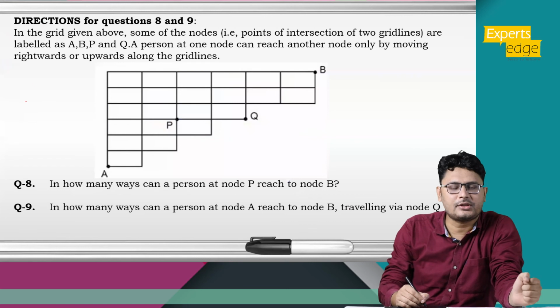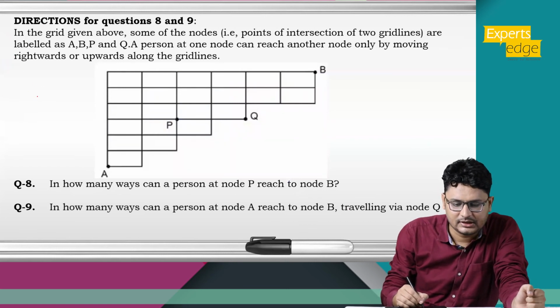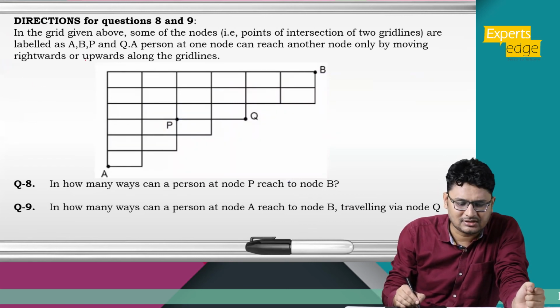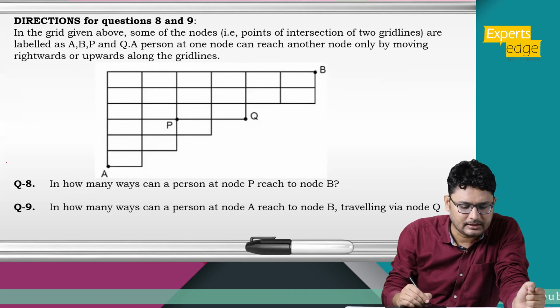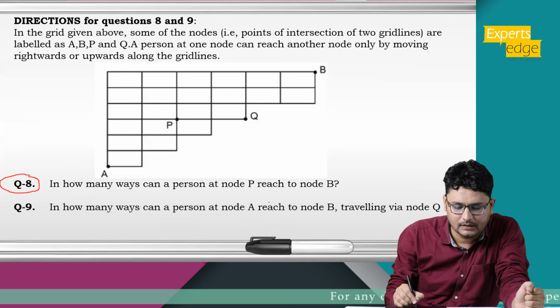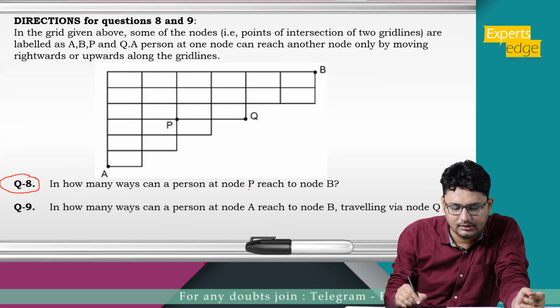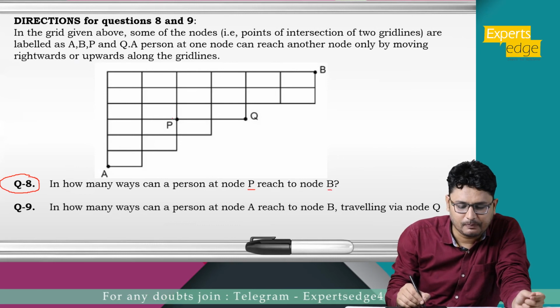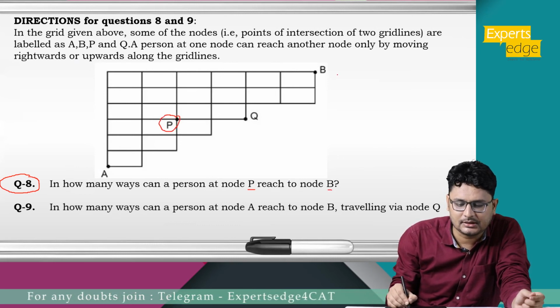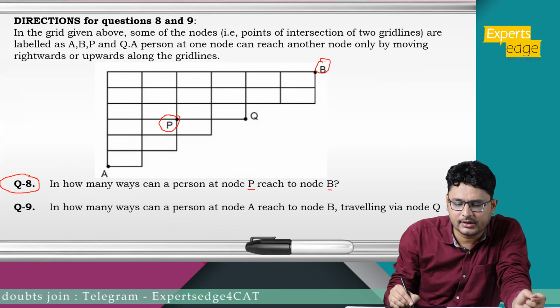Okay, it's a set of 2 questions, let's solve it. So here is the diagram given, these are the typical nodes. Let's solve the first question. In how many ways can a person at node P reach B? So from P I have to go to B, okay, let's start doing it.